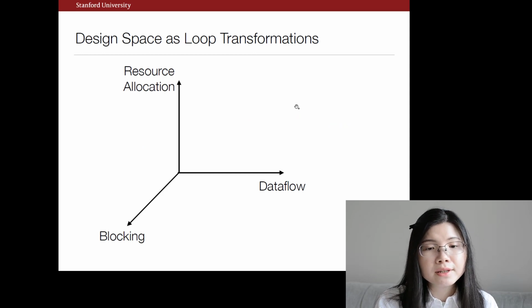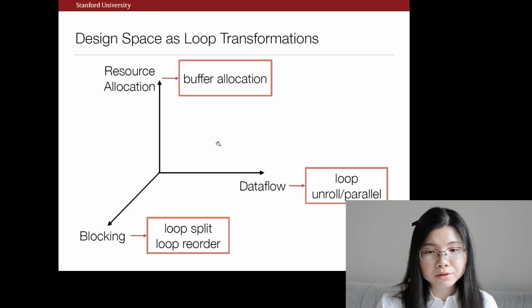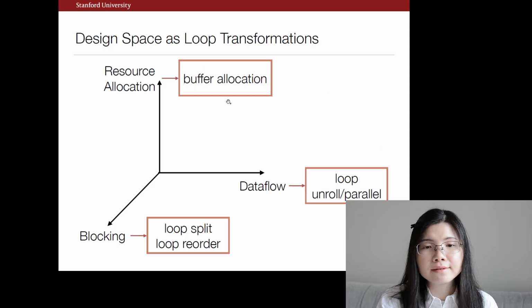This is the 3D design space we have shown earlier. And we realize the blocking dimension can be expressed by loop split and loop reorder. The data flow dimension can be expressed as loop unroll, or you can call it loop parallel. For the resource allocation, you can think of it as allocating and inserting buffers into the loop levels.